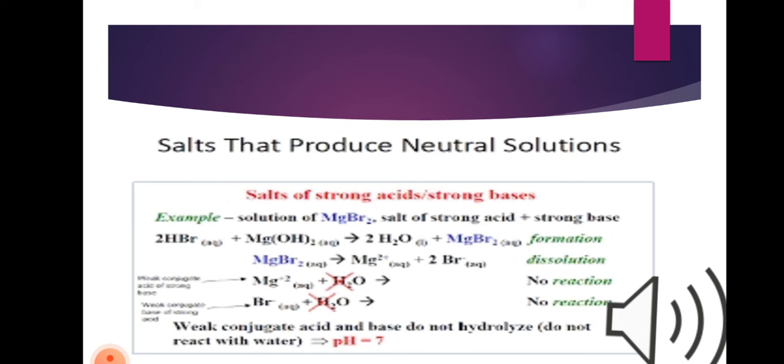If MgBr2 undergoes dissociation, what will it be? Mg2 plus and 2Br minus, the dissociation reaction. But there is no reaction between the Mg2 plus ion and water molecule, and also Br minus and H2O water molecule. There is no reaction because weak conjugate acid and base do not hydrolyze, meaning they do not react with the water.